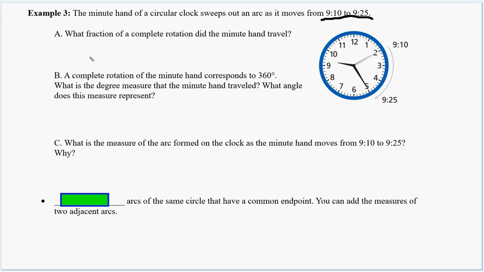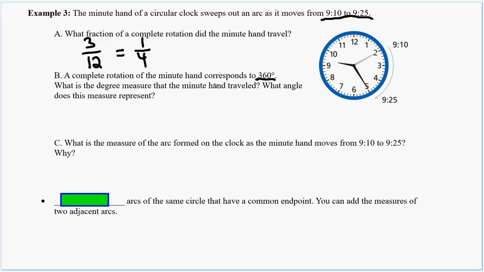Well, a complete rotation would be 12 hours. And we went from 2 to 5. So we went 3 of those units. 3 over 12 reduces to 1/4. There's our fraction.